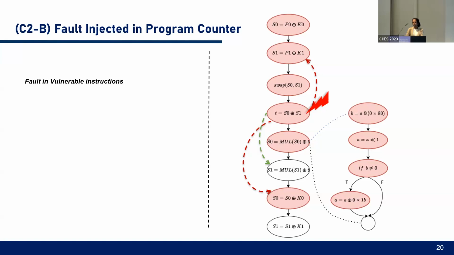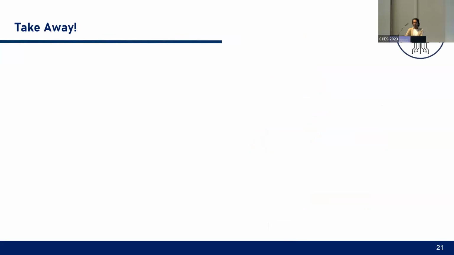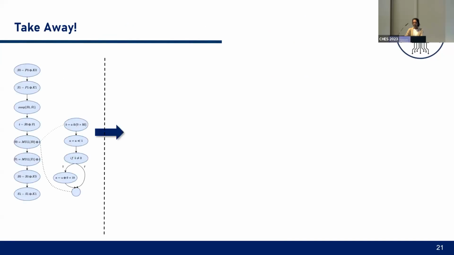And even if we change the program counter in such a way that it falls, it may not result in a successful attack. So we have analyzed this using our simulator tool by injecting faults in the program counter, and the takeaway from these three possible ways of fault injection are as follows.